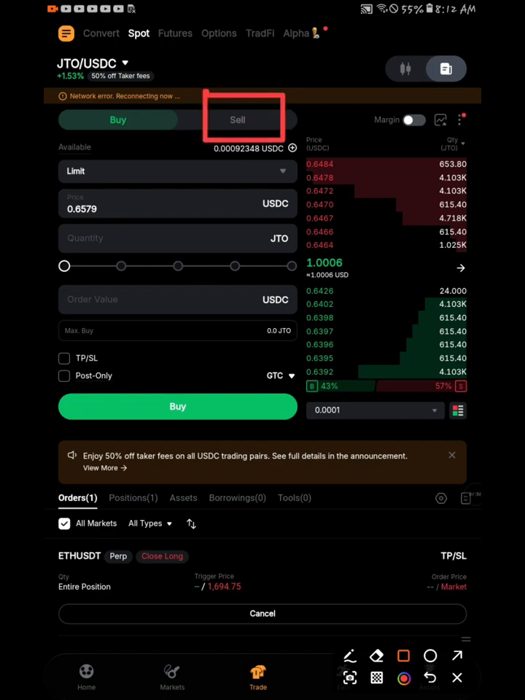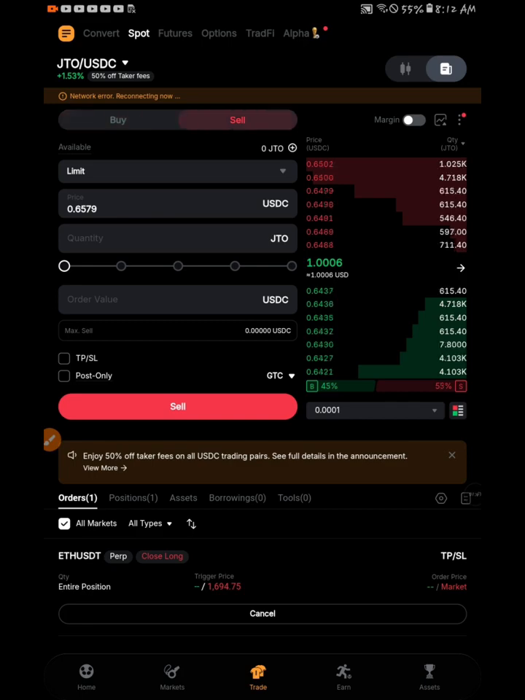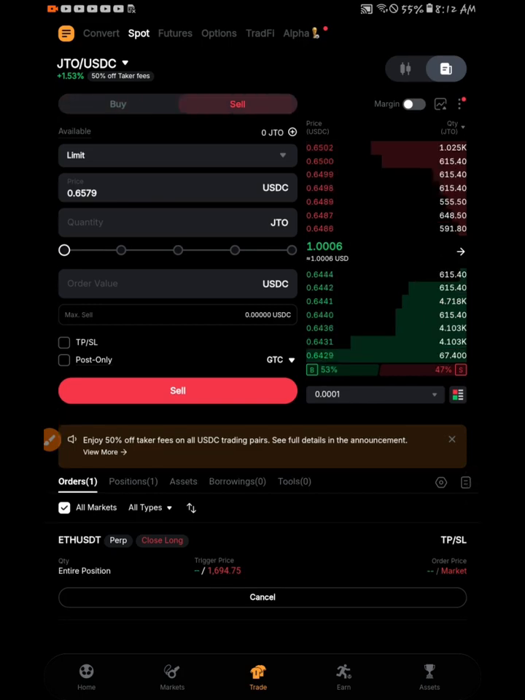Although the network right now is slightly tweaking out, so we should be able to sell it off and let's see how it goes. But keep in mind, there's something I want to point out here before we even try to sell it off. Look at here, let me show you something. So here is how it goes.